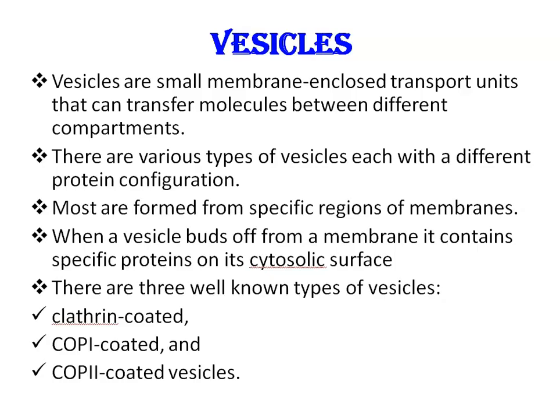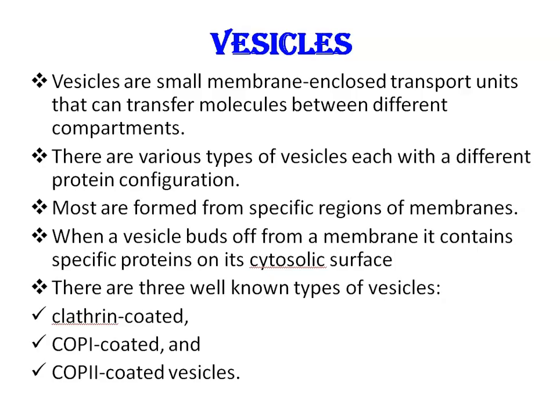Most are formed from specific regions of membranes. When a vesicle buds off from a membrane, it contains specific proteins on its cytosolic surface. Each membrane a vesicle travels to contains a marker on its cytosolic surface. This marker corresponds with the proteins on the vesicle traveling to the membrane. Once the vesicle finds the membrane, they fuse.